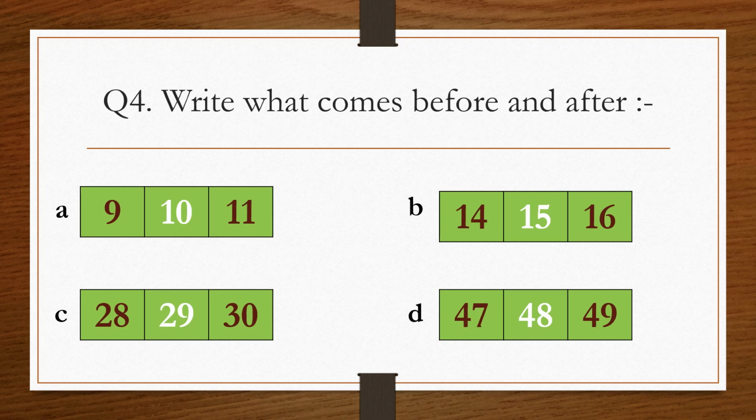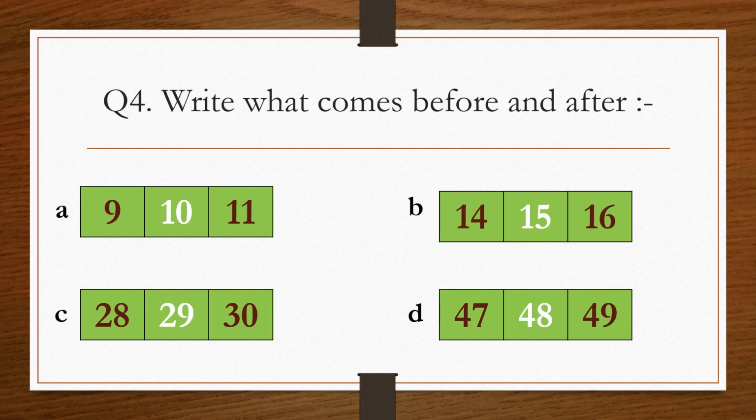Like in this question, 10 is given, and on the left hand side one blank is given and on the right hand side another blank is given. That means on the left hand side we will write what comes before 10, and on the right hand side what comes after 10. So what comes before 10? 9. And on the right hand side what comes after 10? That is 11. So answers are 9 and 11.